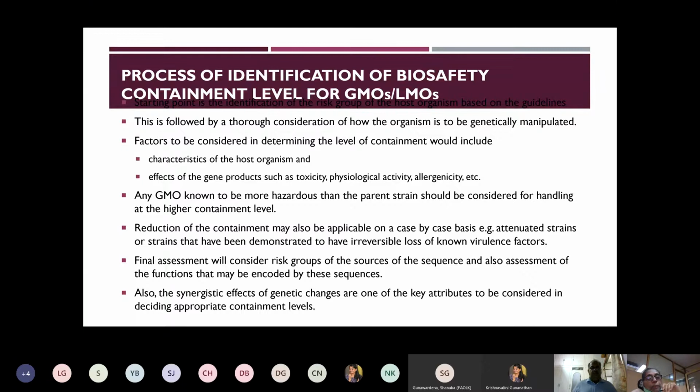For example, if it's a pathogenic strain, but I have done the genetic modification and it is behaving like an attenuated strain, or it has lost its virulence, then the containment scale can also be reduced. But the final assessment will have to consider the risk group of the source of the sequence and the assessment of the functions that may be encoded by these sequences. And also, most importantly, if we are making more than one genetic change, then we also have to study the synergistic effect of the genetic changes as one of the key attributes while deciding the appropriate containment levels.